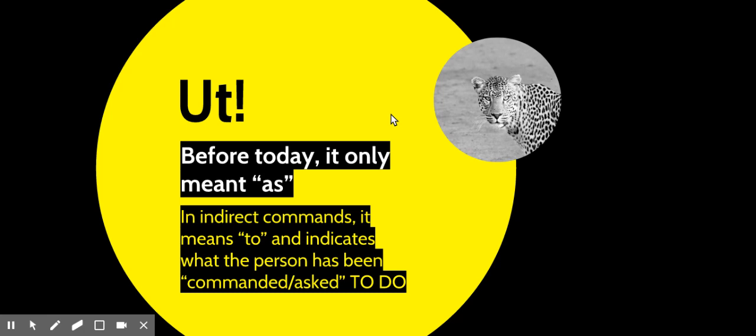In English, we call these similes, right? She was as fast as a cheetah. So ut means as. It can be used in similes. You also know that in indirect commands, it means to. And it's used to indicate whatever the person who has been commanded or asked will be expected to do.